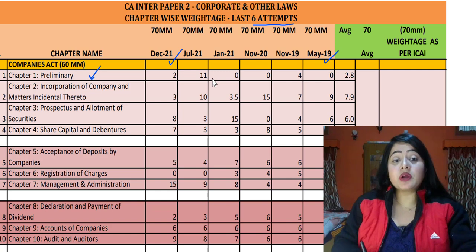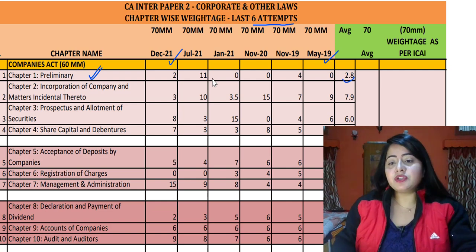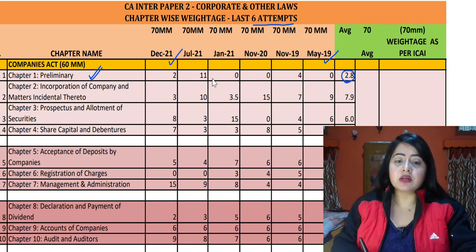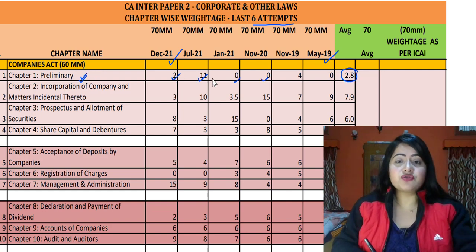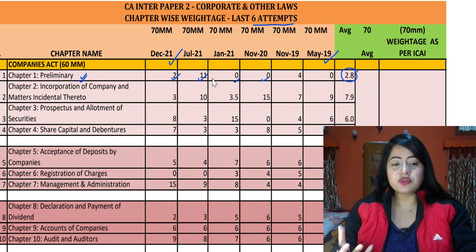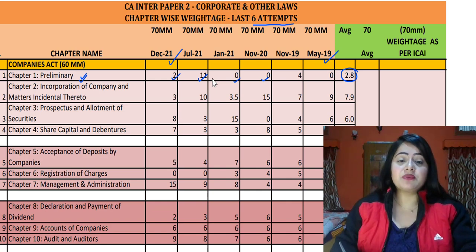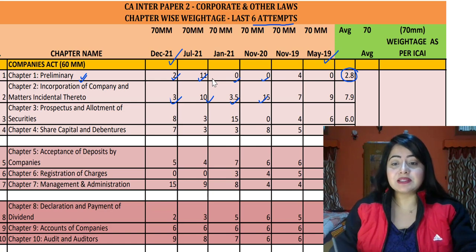When we talk about chapter 1, preliminary, it contains a lot of definitions. It has been coming irregularly, not always, and the average weightage for which it has been coming is 3 marks. In the last 2 attempts it came. Next is chapter 2, which is incorporation. It contains details relating to registration of the company. This chapter always comes in the examination. As we can see, it has been coming for the past 6 attempts. The average weightage is 8 marks.